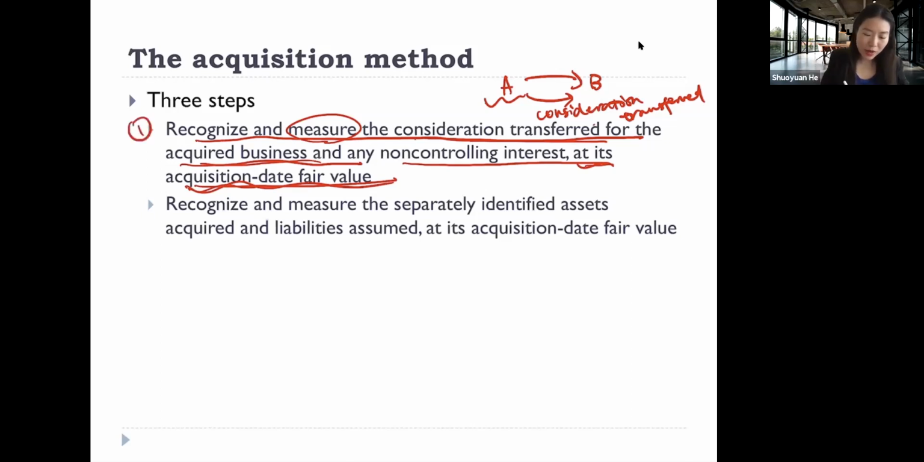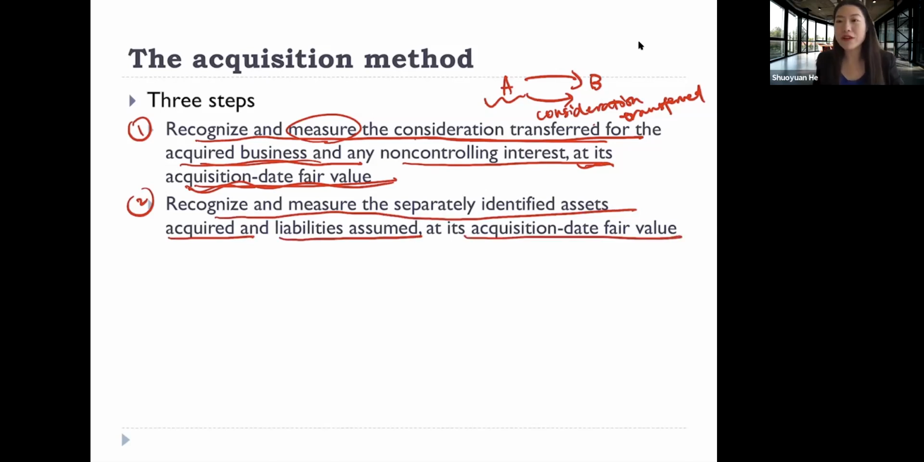This is step 1. Step 2 is to recognize and measure the separately identifiable assets acquired and liabilities assumed at their acquisition date fair value. So we just talked about measuring whatever company A gave up to acquire company B. Now we need to measure company B's assets and liabilities at their acquisition date fair value. So what we get is company B, right? So we need to measure what we get at its fair value as well.